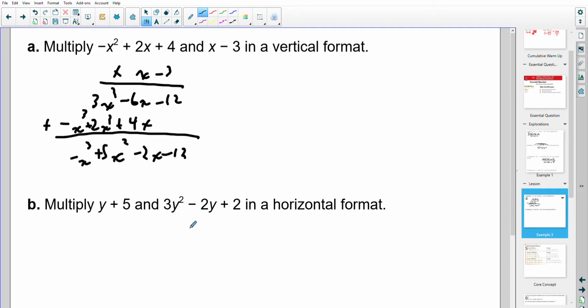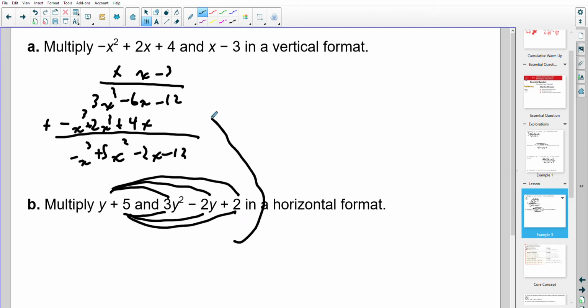You can also multiply horizontally, and you would think about this as a distribution 2 times through. This would be 1, and then you do the same thing for the 5. When you do that, you would do the same type of idea here, where you're lining up the like terms, so then you can add them going down.